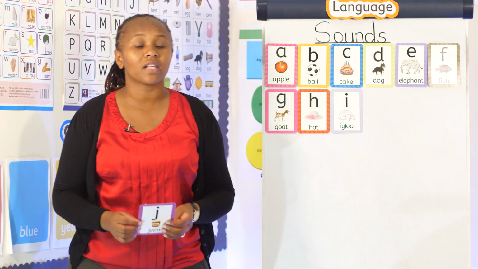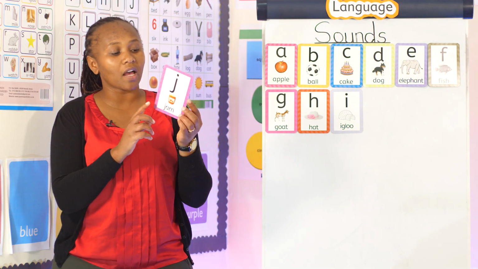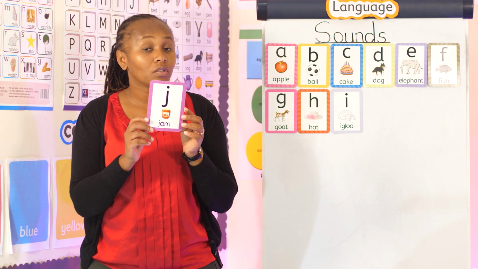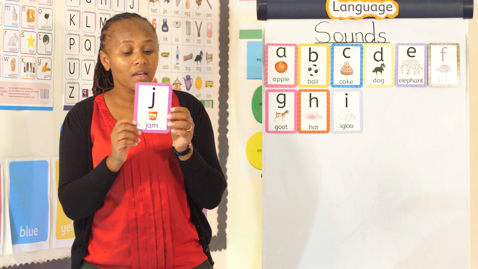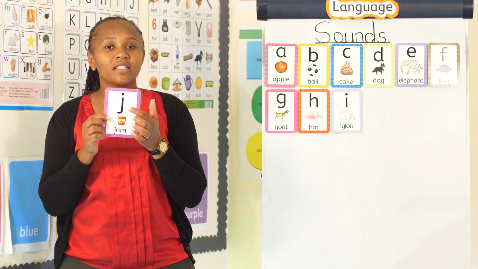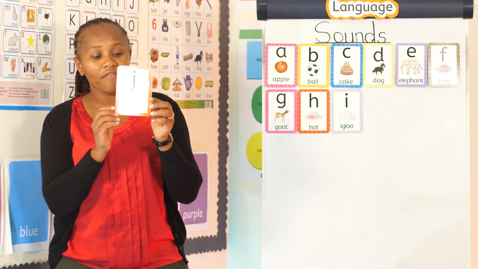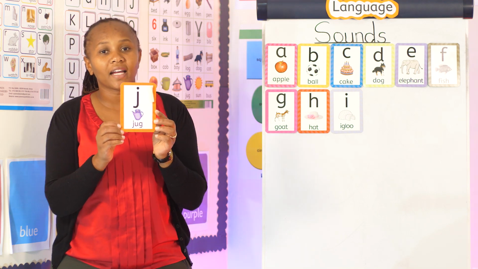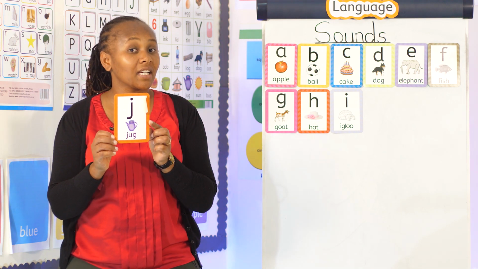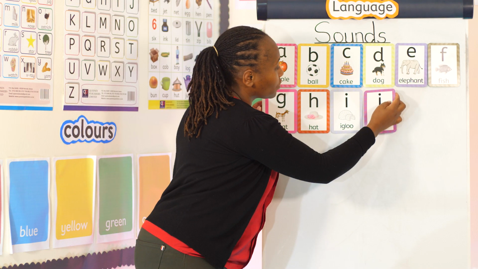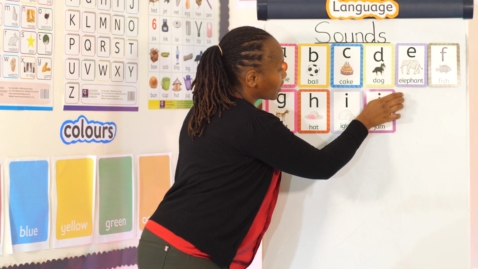We go to sound J. This is sound J. Say J, jam. Do you love eating bread with jam? Good. This is J, jam. And we also have J, jug. Sound J, jug. Now I will stick the sound J, jug.